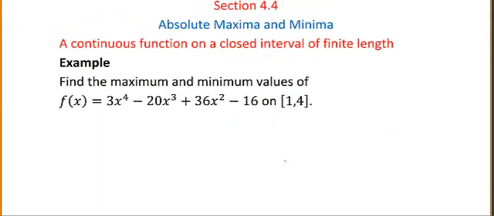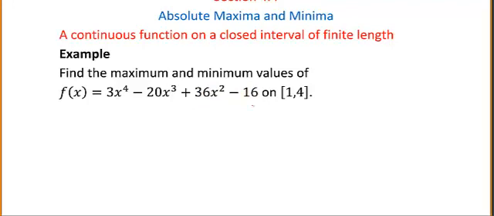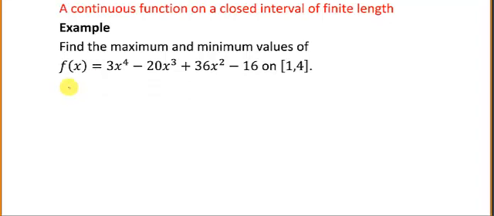Okay, let's find the maximum and minimum values of 3x to the 4th minus 20x to the 3rd plus 36x squared minus 16 on the closed interval from 1 to 4. Well, this is a continuous function because it's a polynomial. Polynomials are always continuous. And so we have those 3 places to look. First one is the left end. Second one is the right end. And the third one will take a little bit more work because that's going to be at a critical point in between. So let's take a look at this.